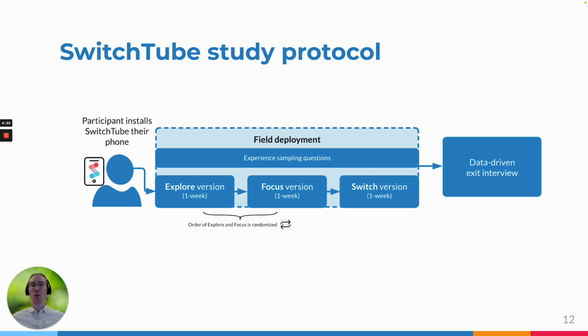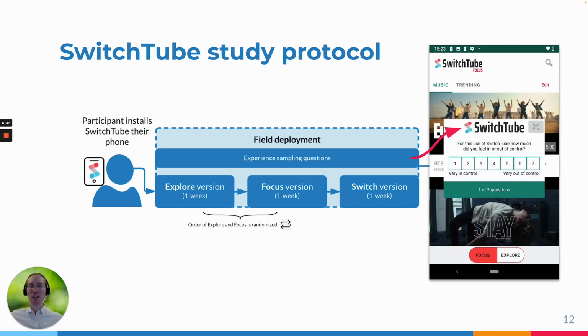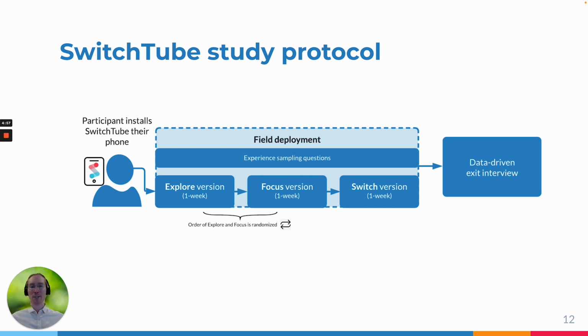And the Switch version always came last because we wanted to understand when and why participants chose to toggle between the 2 modes after having experienced each. Each condition lasted for about 1 week. And in the experience sampling, participants answered questions such as, for this YouTube use, how much did you feel in or out of control? And at the end, participants completed a data-driven exit interview.